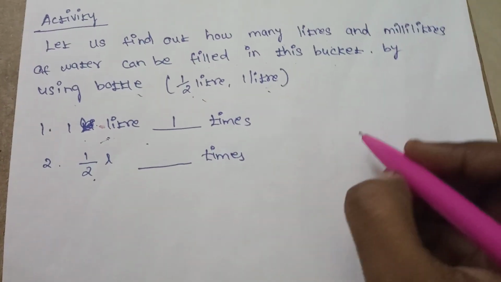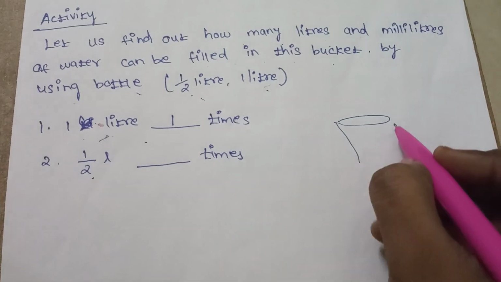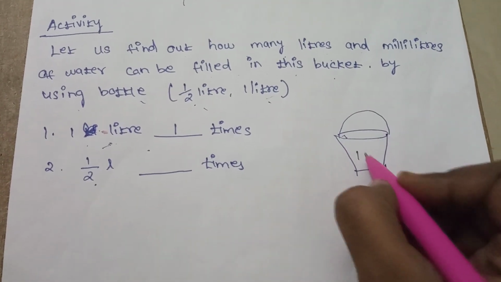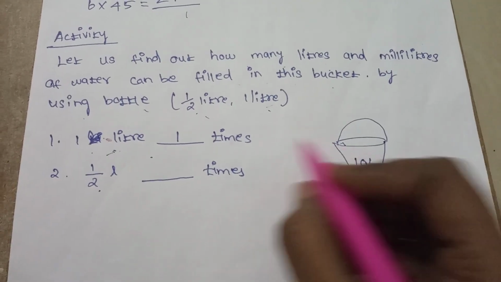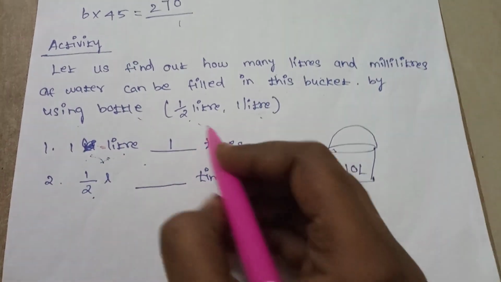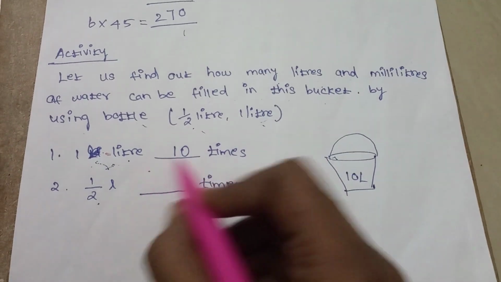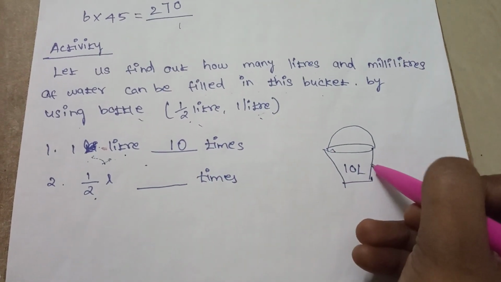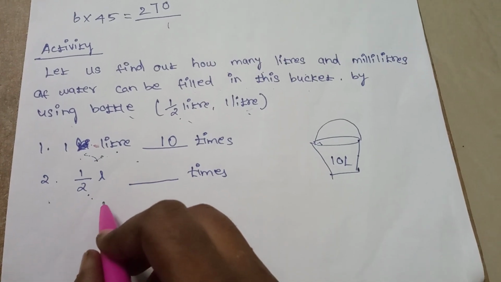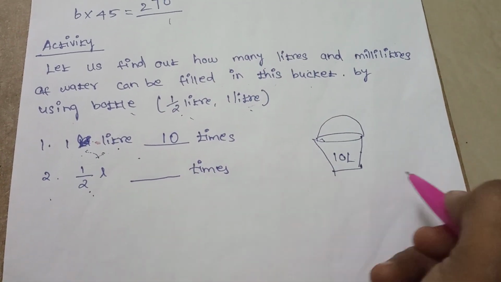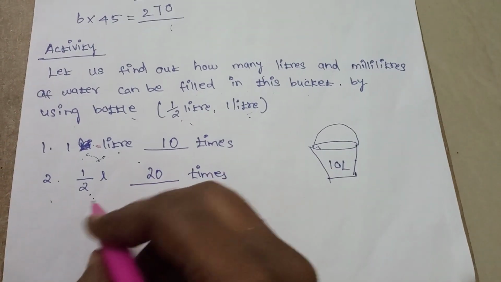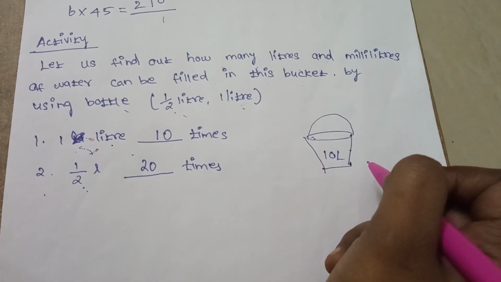So if we take a bucket with a capacity of 10 liters, then how many times do we have to fill it? With the 1 liter bottle, we have to fill it 10 times. If we pour 10 liters in this, it will get filled up. Second one, if using the half liter bottle, then how many times is it required to fill this bucket? 20 times. So if we pour half liter 20 times, the bucket will get filled up.